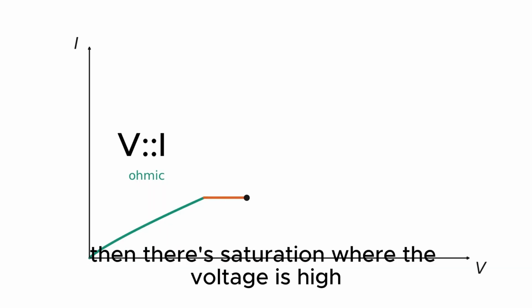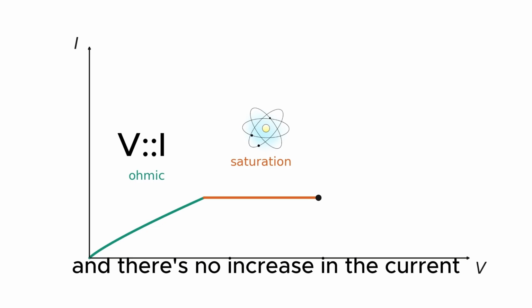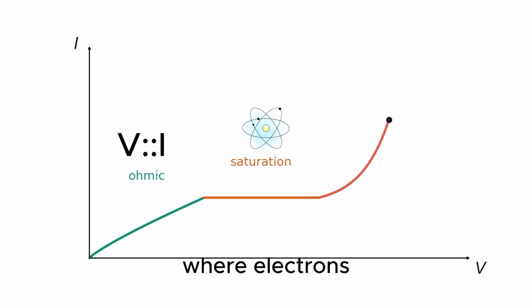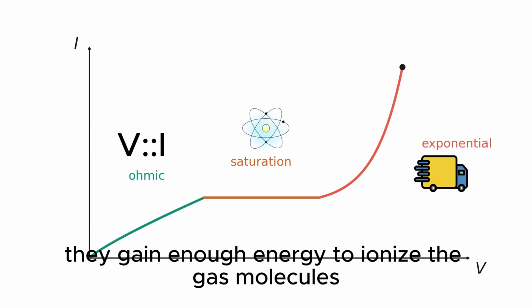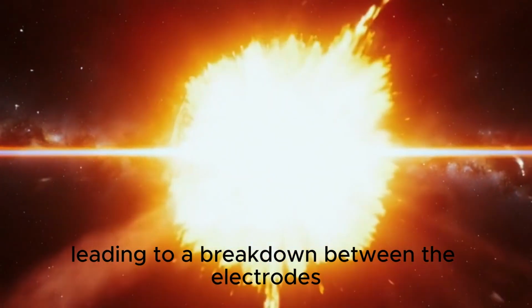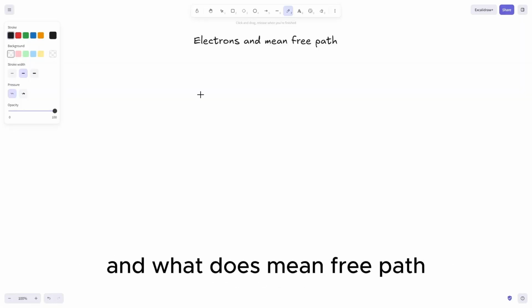Then there's saturation, where the voltage is high enough to get all the electrons, and there's no increase in the current. And lastly, we have the exponential part of the curve, where electrons gain enough energy to ionize the gas molecules, and avalanches can happen, ultimately leading to a breakdown between the electrodes. But how do these electrons gain energy in the different regions, and what is mean free path?